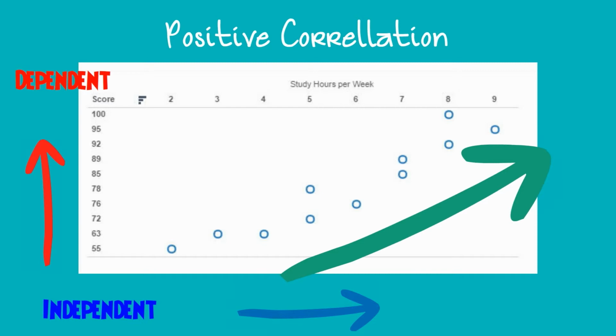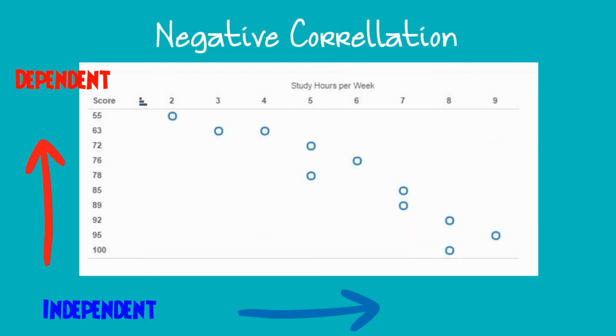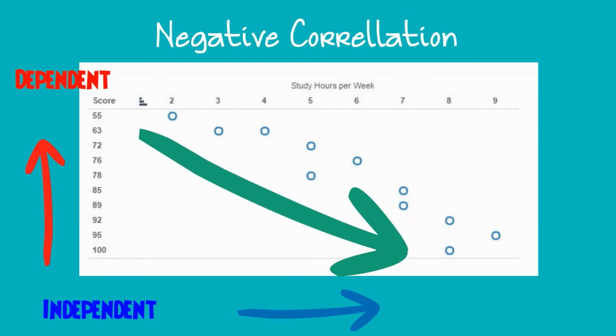If the independent and dependent values move in opposite directions, that is called a negative correlation. Comparing the same scores to the number of hours spent playing per week, we can see an example of a negative correlation in which the two variables move in opposite directions. As the independent variable or play hours increase, the dependent variable or scores decrease.